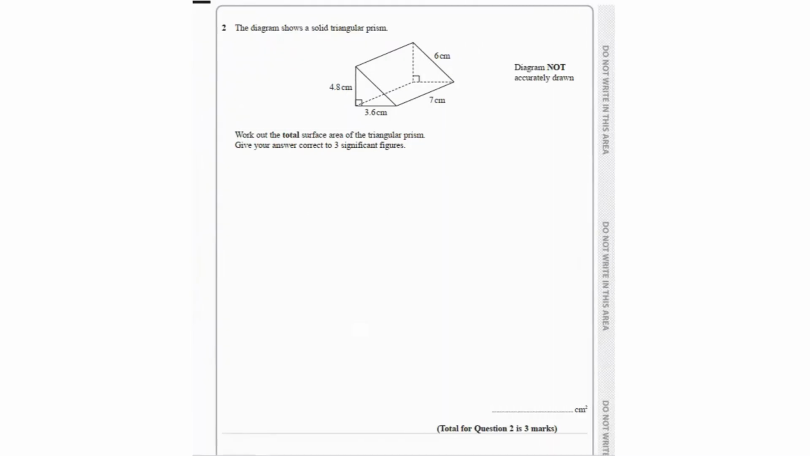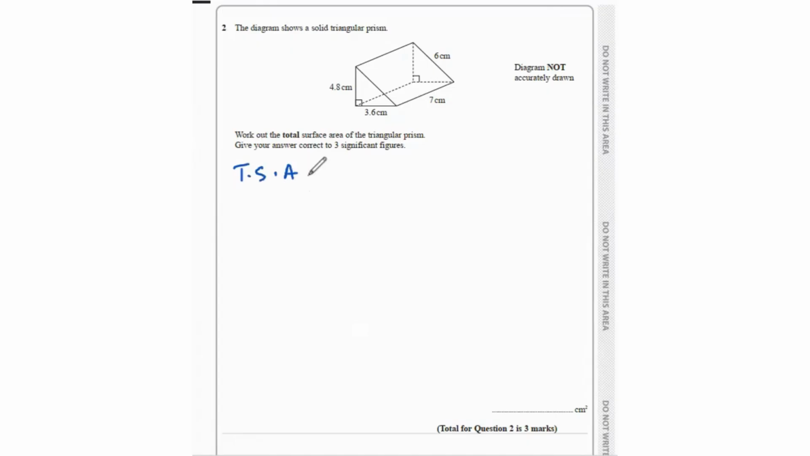Then this one, it says a diagram shows a solid triangular prism. Work out the total surface area of the triangular prism. To find the total surface area of the triangular prism, we need the area of all of the faces. So we have two triangles and three rectangles.